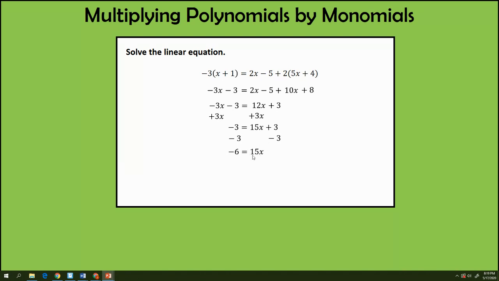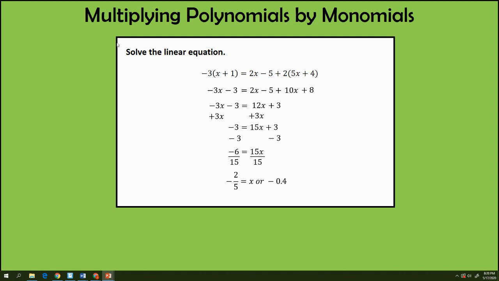So I've isolated the variable term. Now I want to make the coefficient a 1. So we're going to divide each side by 15. 15 divided by 15 is 1. Now this I'm just going to reduce to negative 2/5. So negative 2/5 equals x. Or we could say negative 0.4 equals x.